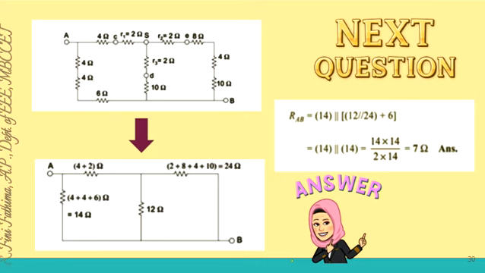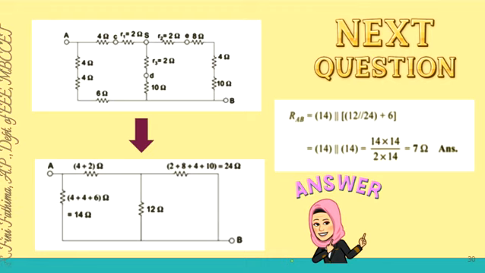Now this 24 and 12 are in parallel, so 24 into 12 divided by 24 plus 12. 24 plus 12 is 36, so 12 into 24 divided by 36. 12 divided by 36 is 1/3, and 24 divided by 3 is 8. So after this parallel combination we will get the answer 8.